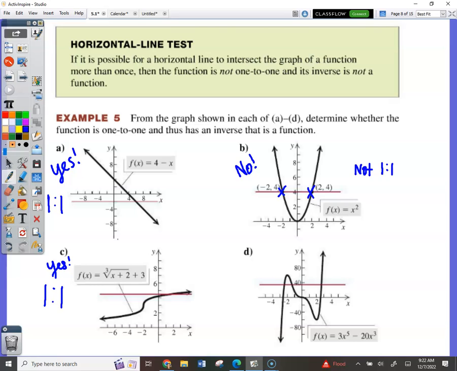Alright, what about D? D is not. Got a big problem right there, there, and there. So it is not 1 to 1. Right? Okay. Any questions?